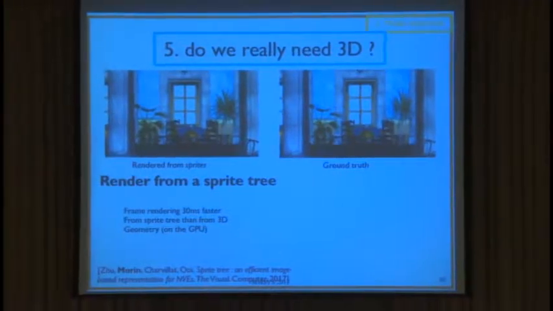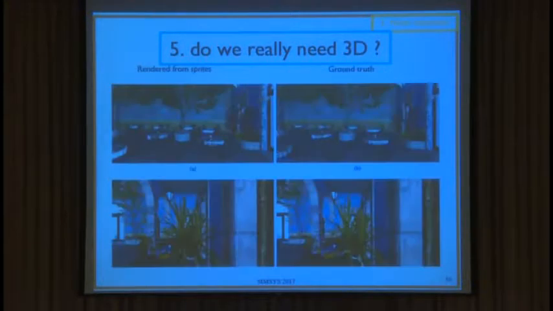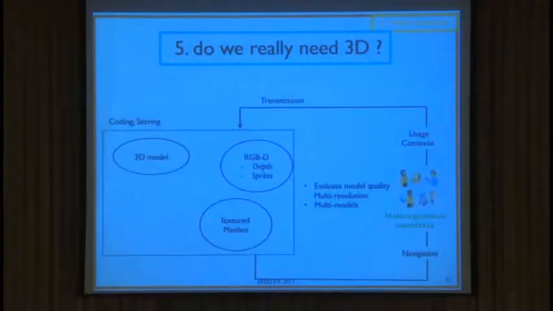What you get on the left is the rendering from the sprite tree. On the right, you have the ground truth. And here you have the rendering time when you implement the rendering from the sprite tree on the GPU as well. Rendering from 3D geometry is, I cannot say it's twice slower, but it's still slower than rendering from the sprite tree. And the quality is quite comparable, especially when you look on a video projector. It's very hard to see a difference. You can see a little difference in the plants here, because you see a little bit the fuzziness of the splats, actually.